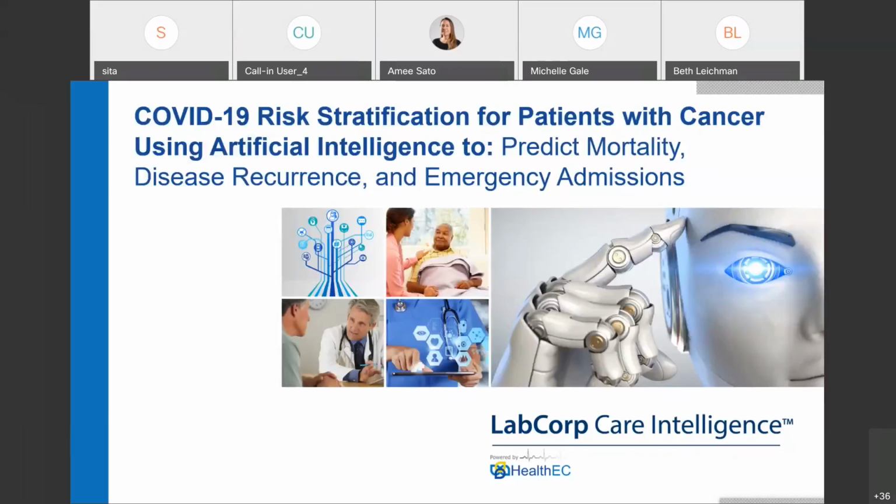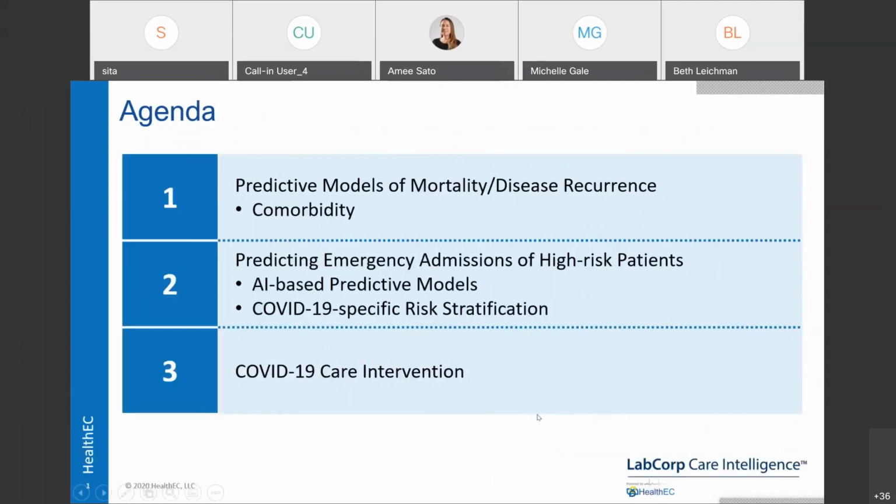And how we helped our clients with this. Dr. Jaeger and I will walk you through the predictive models. I will spend some time on how we do the data aggregation and create the risk models in there. Talk about how we did the predictions of ER, which was very important during the COVID time. And then Dr. Jaeger will walk you through the care interventions and the actionable outcomes that we were able to take into the market.